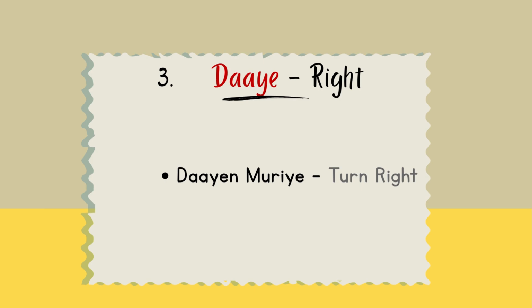Another word is दाएं. दाएं means right. Again, दाएं मुड़िए means turn right, or दाएं चलिए means go right. So you can say दाएं मुड़िए or दाएं चलिए.